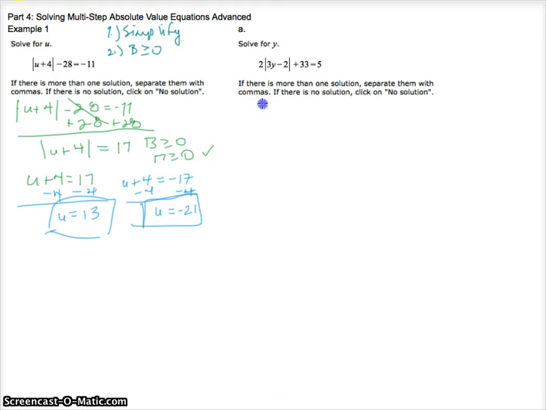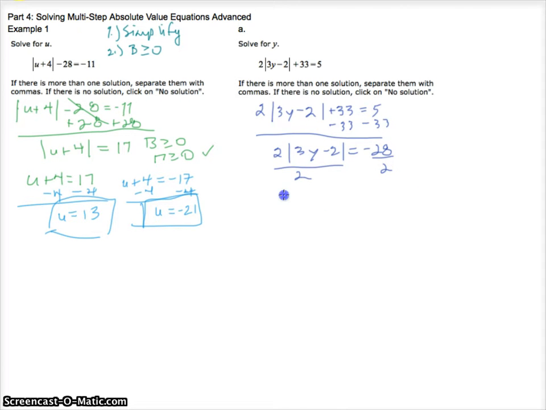The first thing I'm going to do is simplify, so I'm going to have 2 times the absolute value of 3y minus 2, plus 33, equals 5. To simplify, I first need to subtract 33 from both sides. That'll give me 2 times the absolute value of 3y minus 2 equals negative 28. This is not a good indicator at first, but let's finish simplifying to see if this 2 cancels the negative sign. I'm going to divide by 2 on both sides, and that will give me the absolute value of 3y minus 2 equals negative 14.